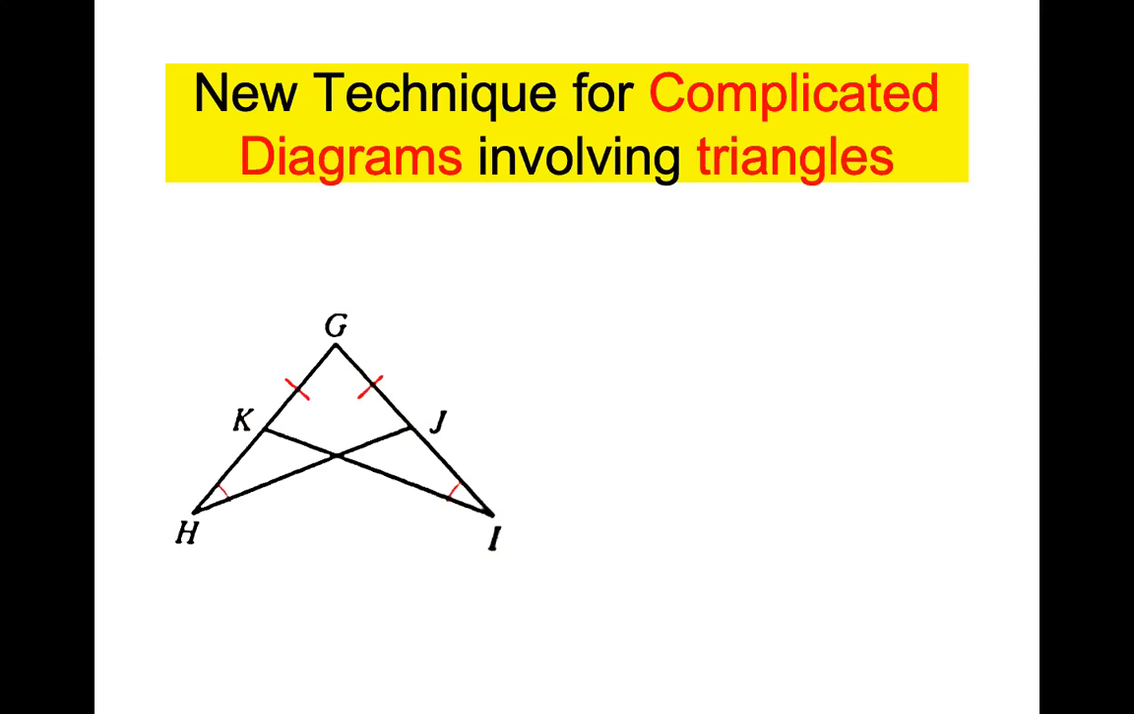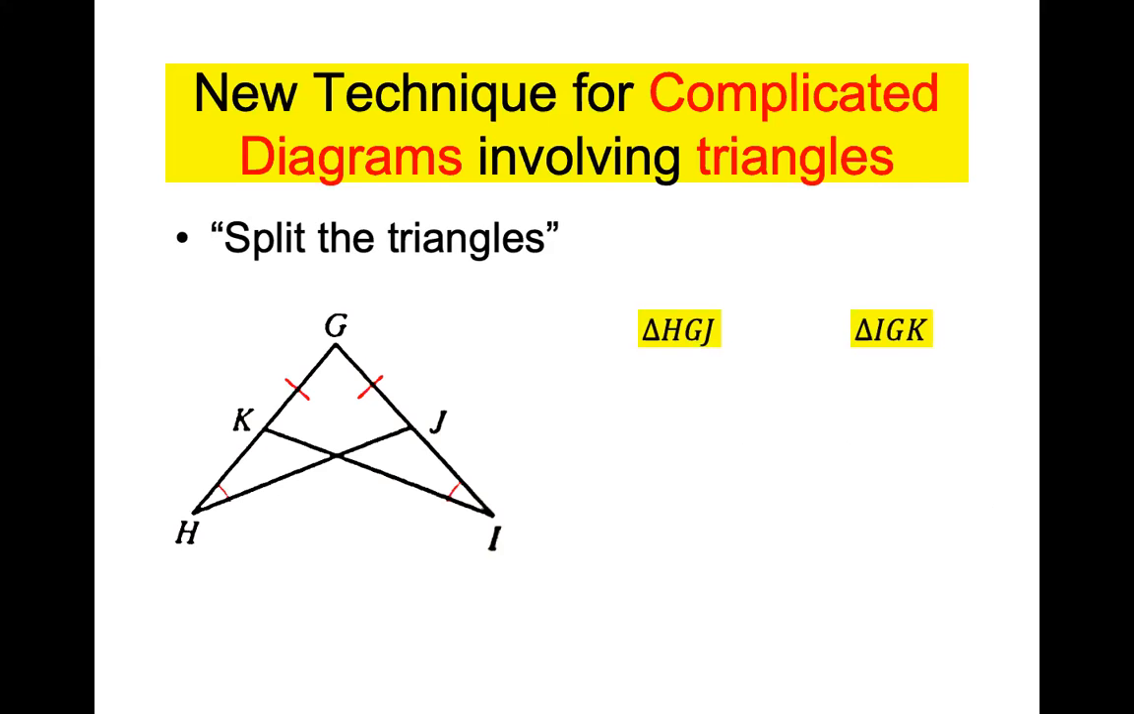So if I want you to tell me something about this triangle and this triangle, some of you are going to be able to do this without doing this. But the technique is this. It's called splitting the triangle. Karis went like this. And yeah, that's exactly what you do. You just take the two triangles and you separate them.